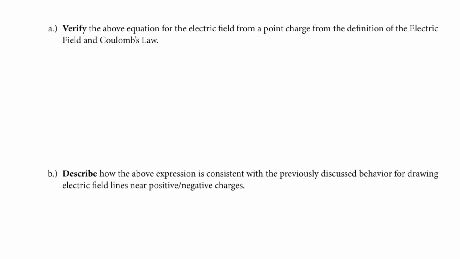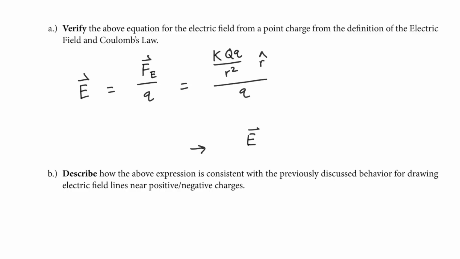So by definition, the E field is the force per unit charge. And Coulomb's law states the force between two charges is kqq over r squared r hat. So if I'm just dividing out a test charge from that, this tells me that the electric field from a point charge is just Coulomb's law with one of the charges removed.